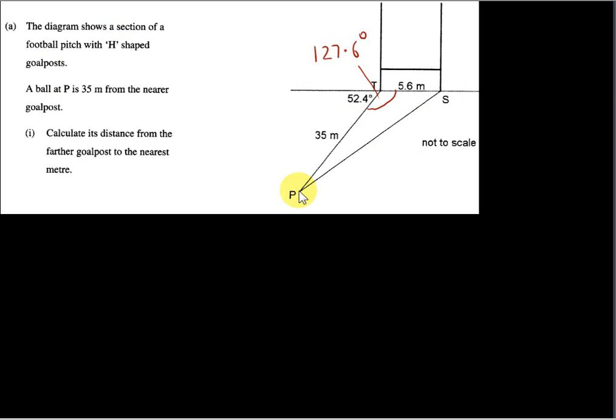So we want the distance of P to S, the distance of the ball to the further goalpost. So you can see in this triangle here that we have two sides and the angle in between the two sides, and we want to find this side here. So if we're looking for a side, we'll call it small a.